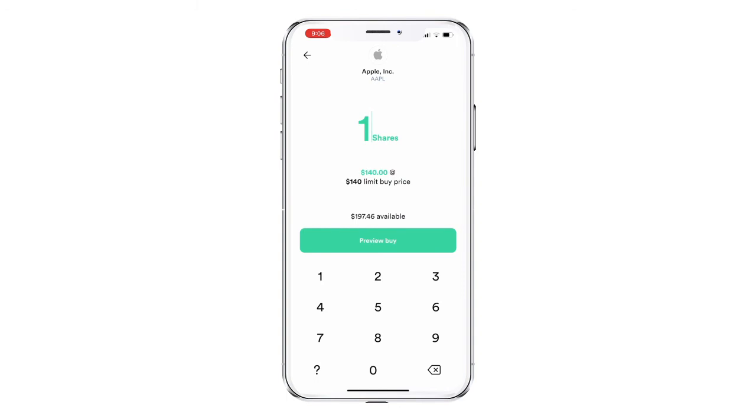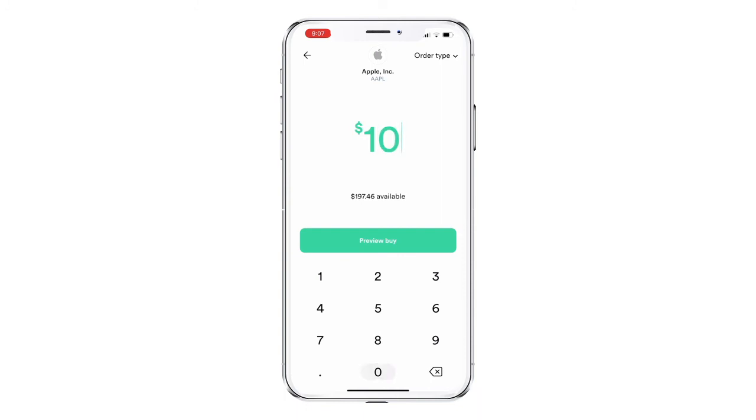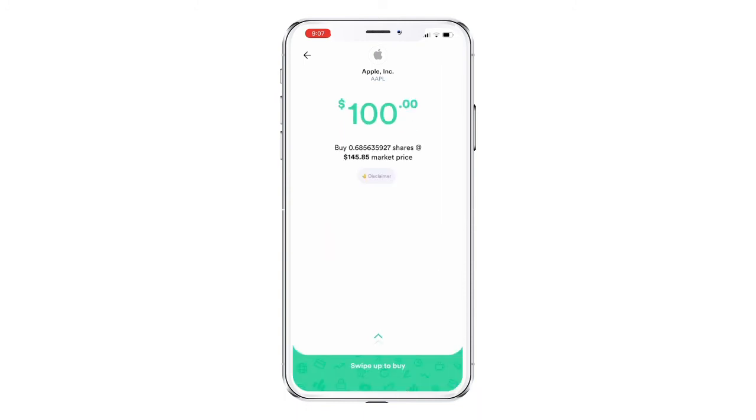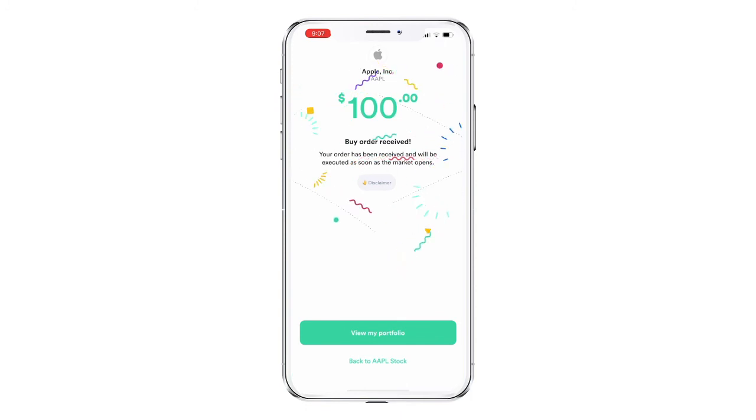Ang iselect natin is buy in dollars. Okay? So, for this, gusto kong pumili ng $100 worth of Apple stocks. Preview buy. And just swipe up to buy. Yan. So, makikita dito, buy order received.